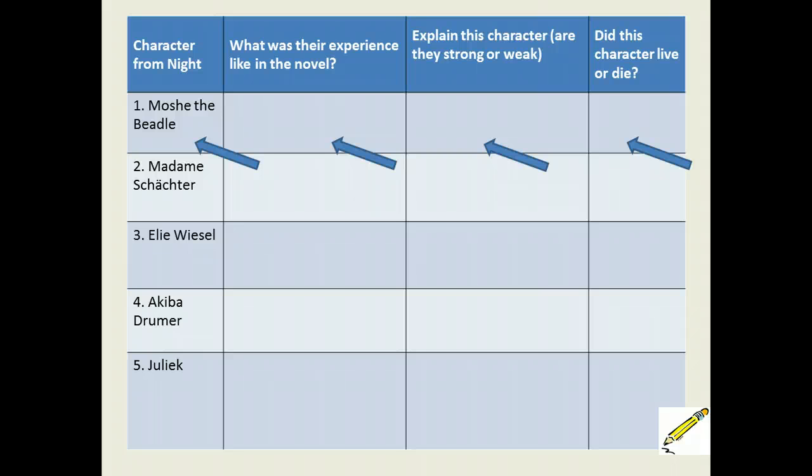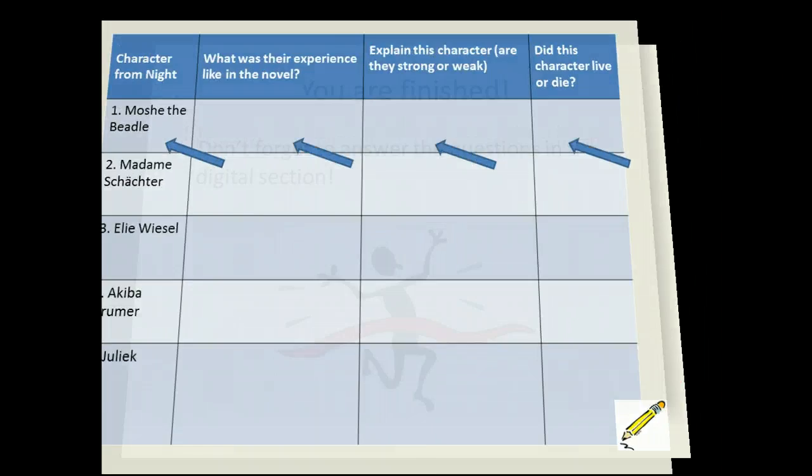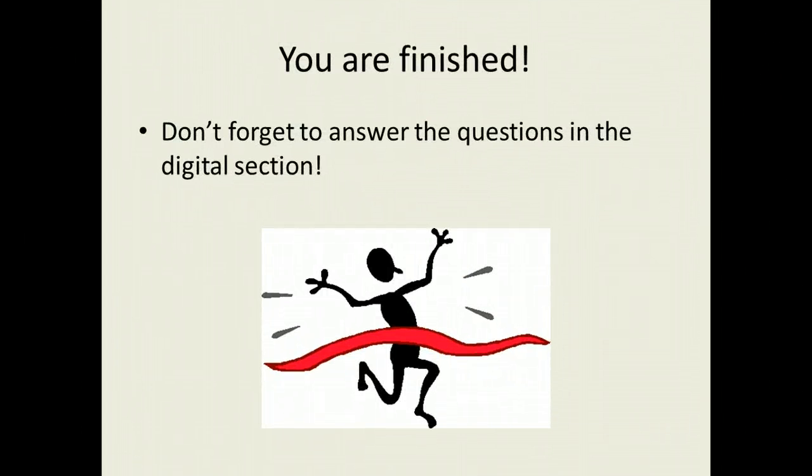And again, you could take 1 row of this, like the information on Moishe the Beadle, type that into the digital piece, and you'll get some extra credit points for your whisk. Or you could take this information and put it into a reader's response journal and create a really good journal entry, character analysis. Okay, so don't forget to answer the questions in the digital section.